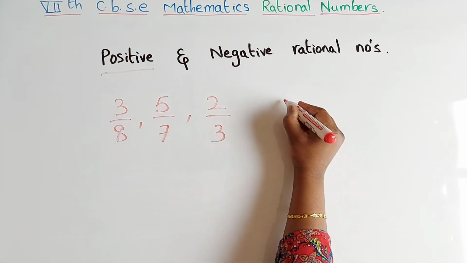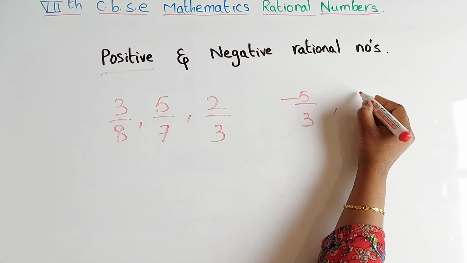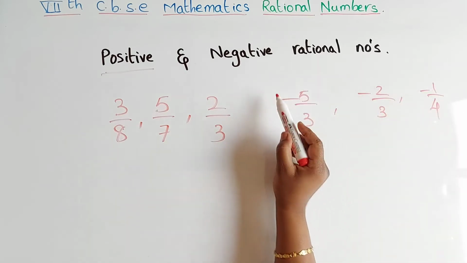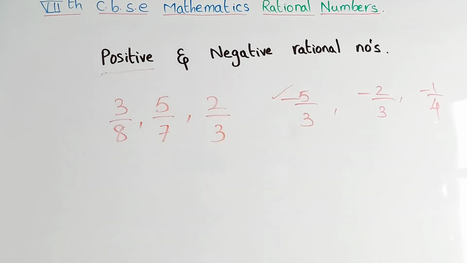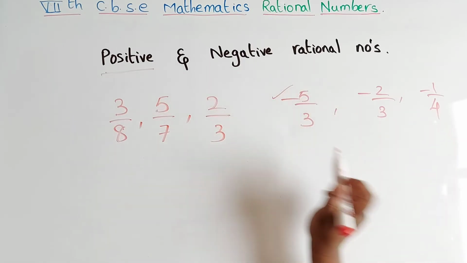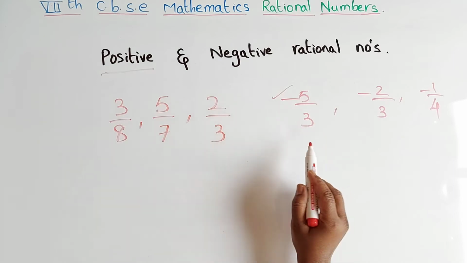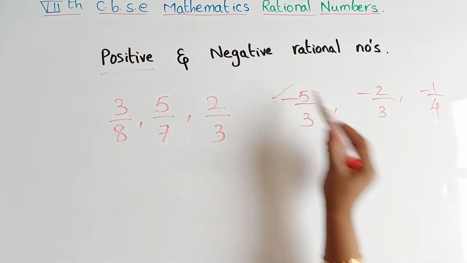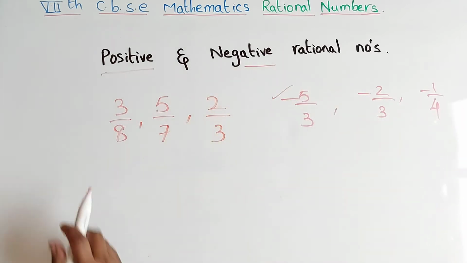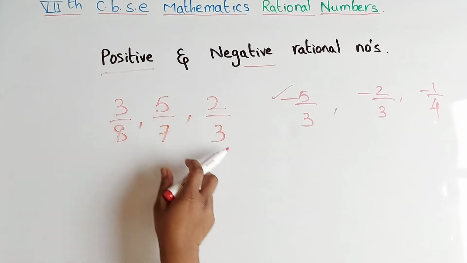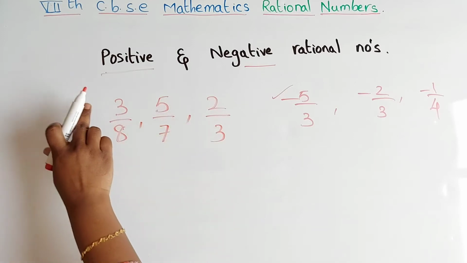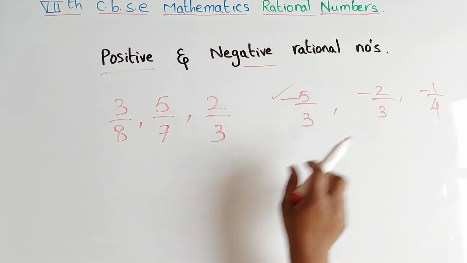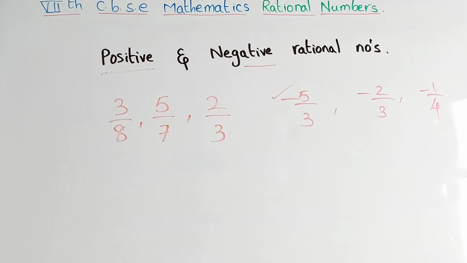Correct? Now we'll see negative rational numbers, children. Now see the examples. Minus 5 by 3, minus 2 by 3, minus 1 by 4. Now see here, in numerator we have negative sign. The negative rational numbers have a negative integer numerator and a positive integer denominator. Right children? Such rational numbers are called negative rational numbers. Here you didn't see any negative sign. Correct? So these are all positive rational numbers. Now here we have negative sign in numerator. So these are all negative rational numbers, children.